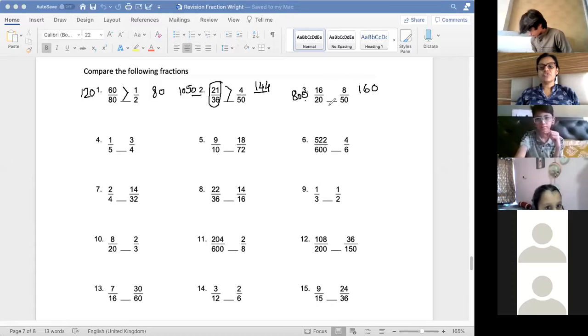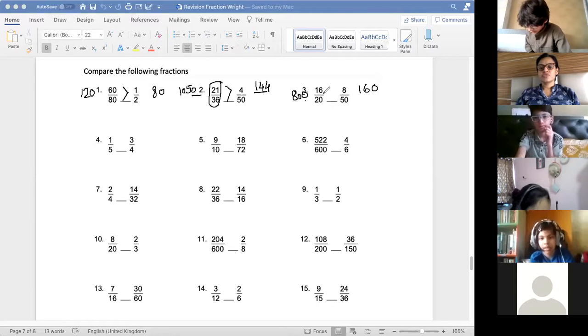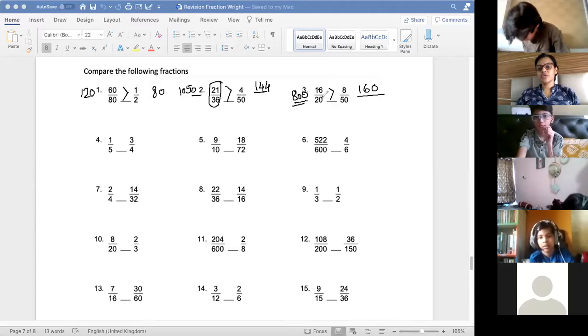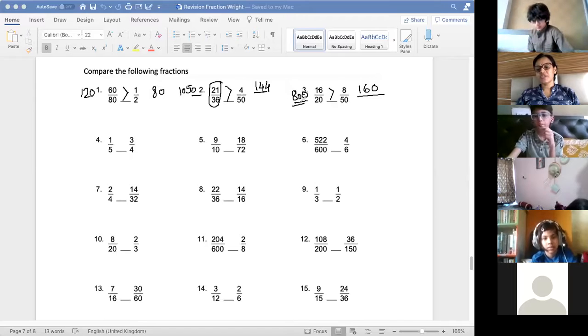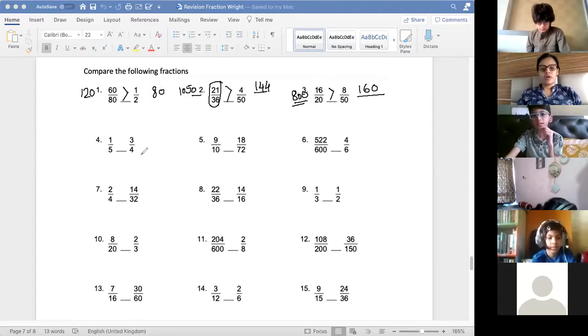Yes. Now tell me, Juveria, which fraction is greater? 16 by 20 or 8 by 50? Ma'am, 800. 160 is smaller than 800, na? Yes. So 16 by 20 will be the greater number. Okay. Is it clear? Whichever side the product is greater, that side will be greater. Okay. Okay, Umar.